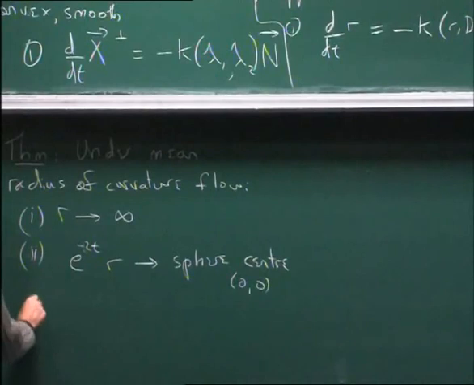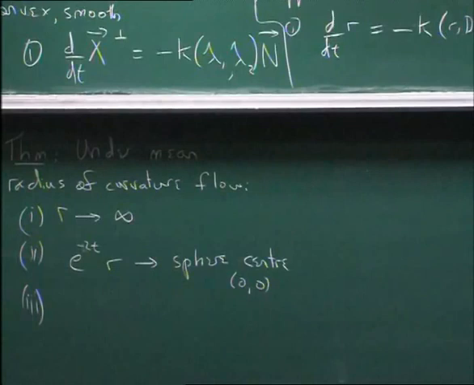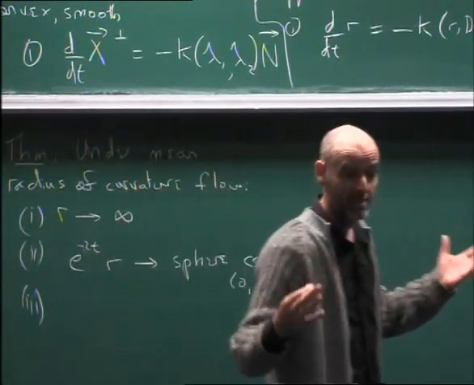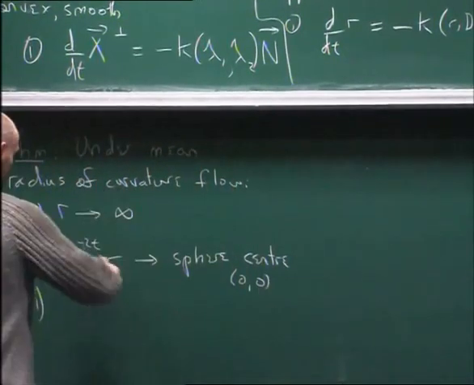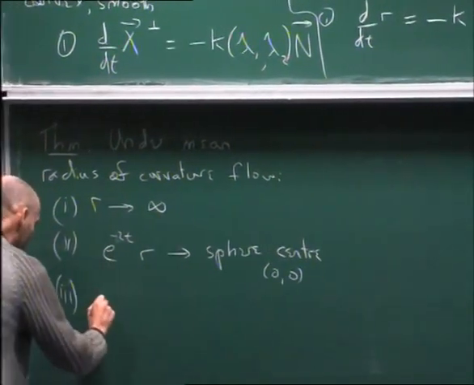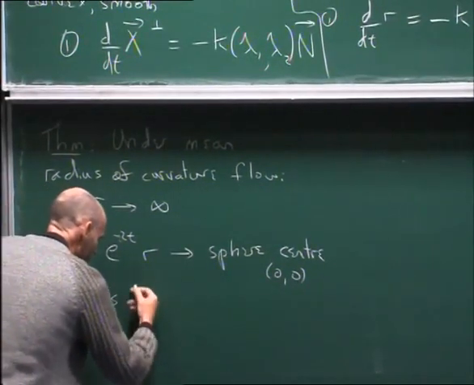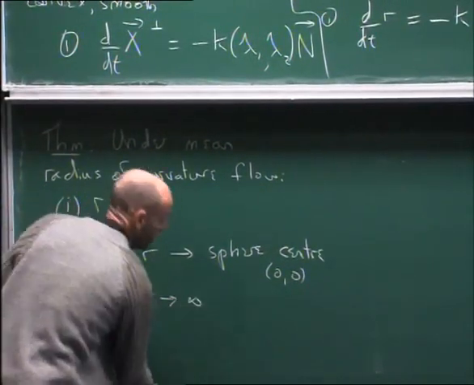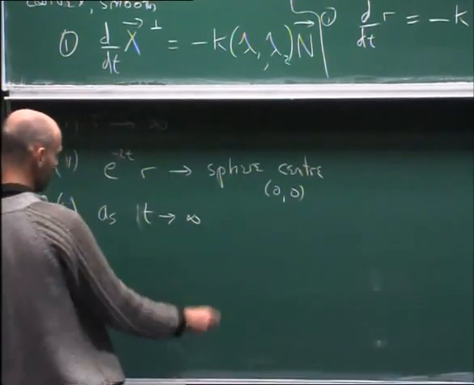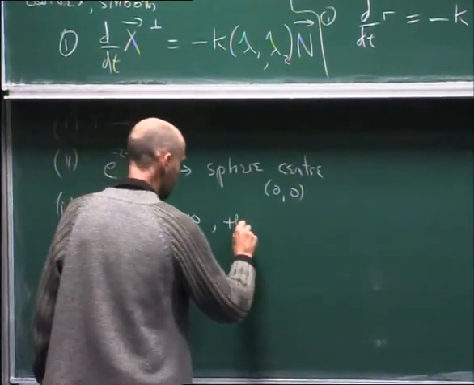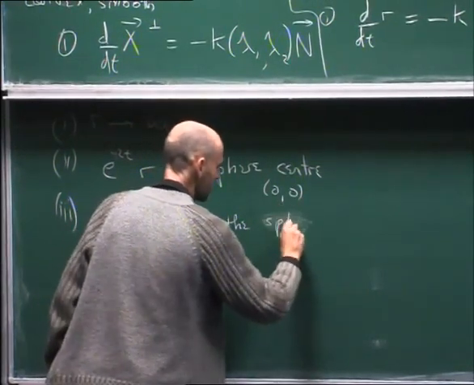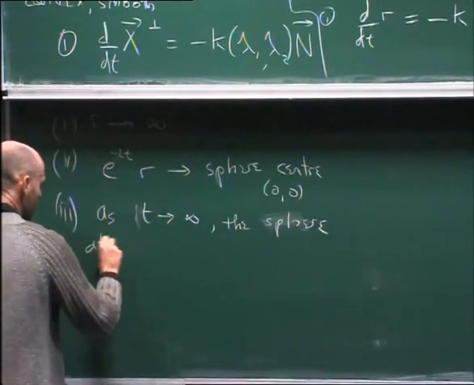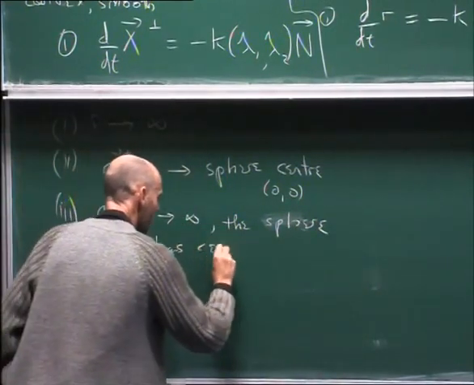Okay, the third bit, and this is the part that has a different emphasis, is you could ask the question, well, if it's going out to a sphere at infinity, what's the center of that sphere? Right, to get a little bit more data. So this is renormalized, so as t goes to infinity, the sphere at infinity has center, okay, the following.